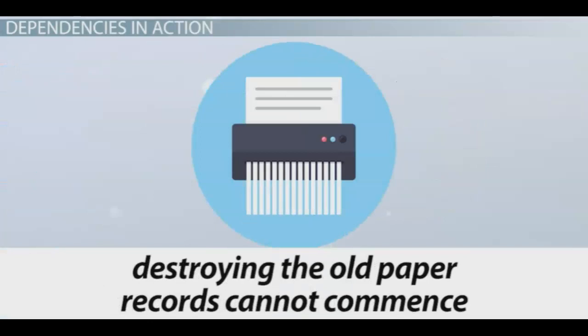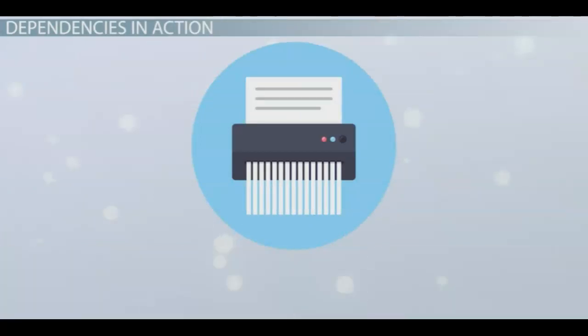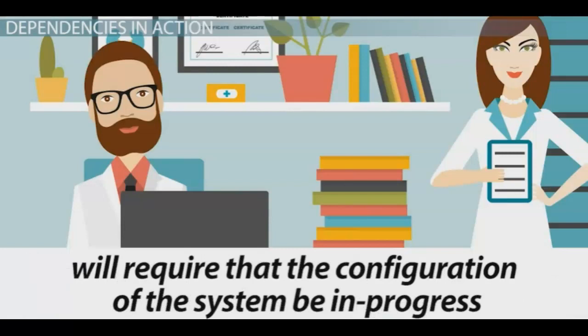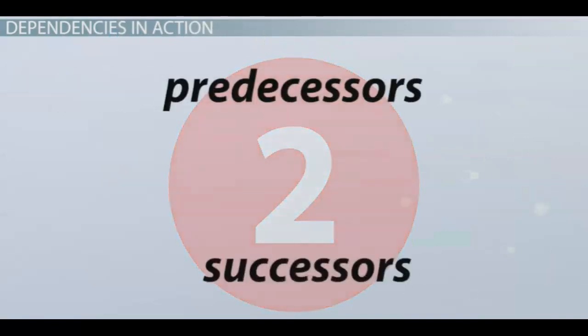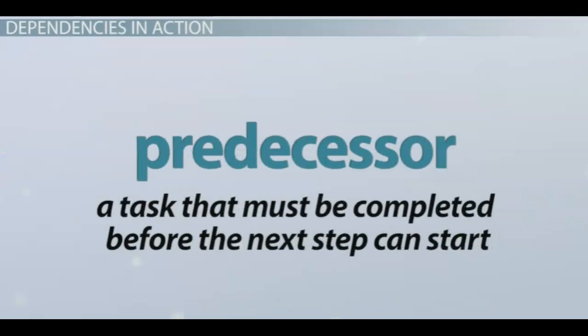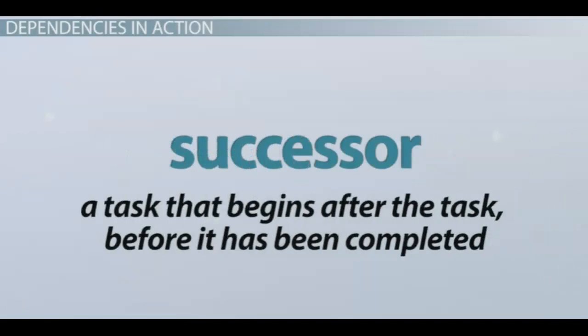Destroying the old paper records cannot commence until the abstraction of records has been started. These project tasks will run simultaneously. Testing any features of the EMR will require that the configuration of the system be in progress. The two most common types of dependencies are predecessors and successors. A predecessor is a task that must be completed before the next step can start. Likewise, a successor is a task that begins after the task before it has been completed.